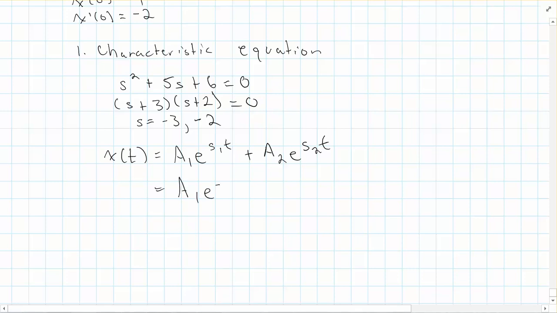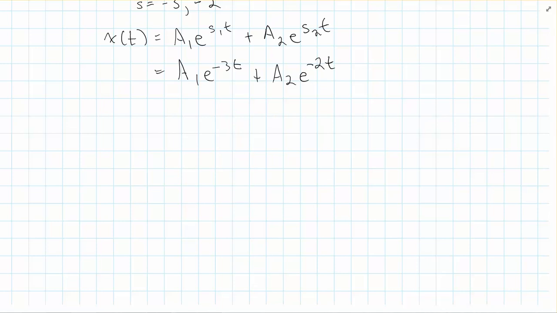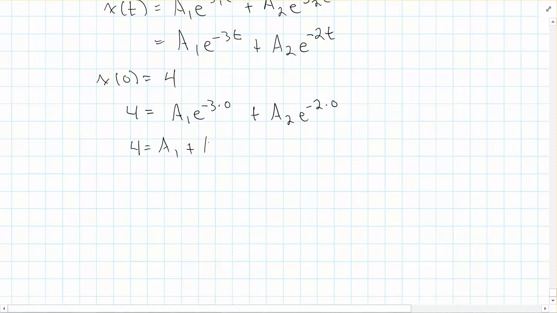So a1 e to the negative 3t plus a2 e to the negative 2t. Okay, so that's what we have now. And now I need to figure out what a1 and a2 are. Well, we are given that x at 0 was equal to, and I don't remember what I said it was equal to, 4. So we'd get 4 is equal to a1 e to the negative 3 times 0 plus a2 times e to the negative 2 times 0, which of course would just be 4 is equal to a1 plus a2.